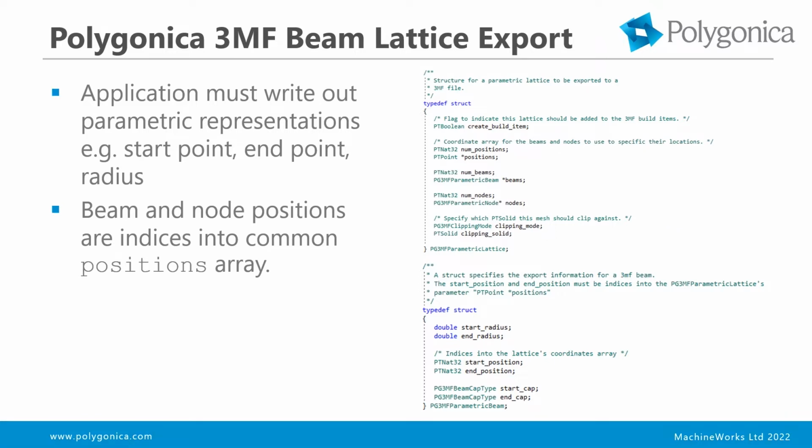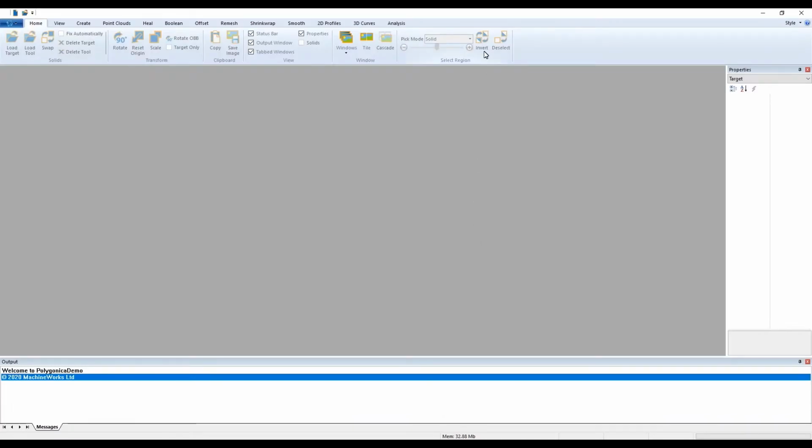So let's firstly fire up the Polygonica demo. First thing to say is this is a graphical user interface that I'm using. It's just a demo that's built using MFC on top of the Polygonica libraries. You can't buy it anywhere, and we don't give it out to customers or evaluees. So let's start by loading in the standard Beam Lattice examples from the 3MF GitHub.